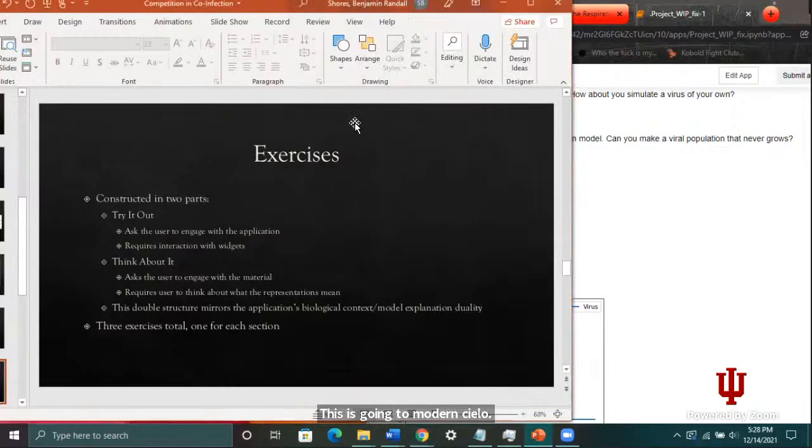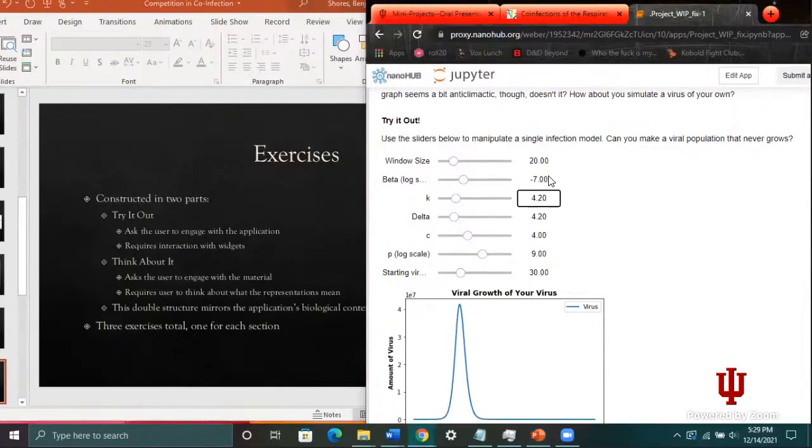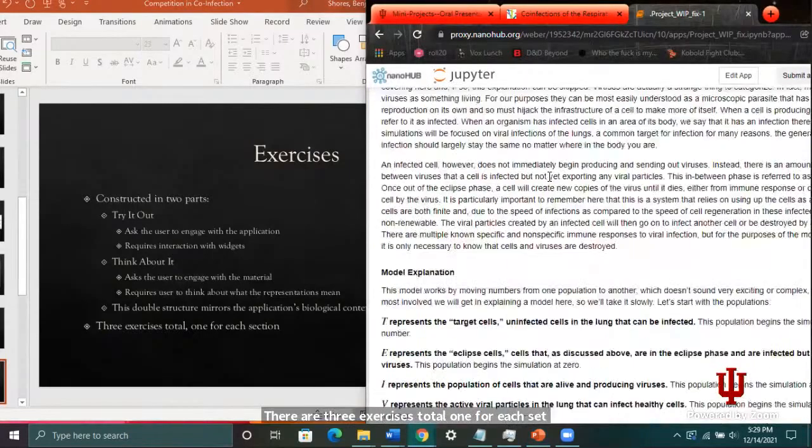The exercises on the app are constructed in two parts: a try it out that asks the user to engage with the application and does so through widgets, and the think about it, which asks the user to engage with the material, asking them to think about what the representations mean. This double structure mirrors the application's biological context and then model explanation duality. There are three exercises total, one for each section, which we will go through now.